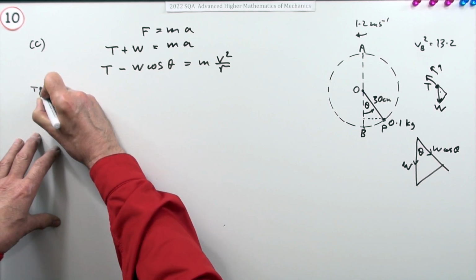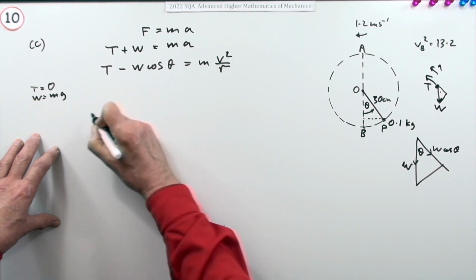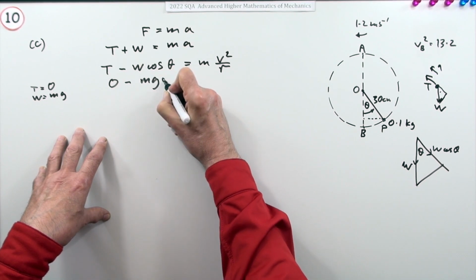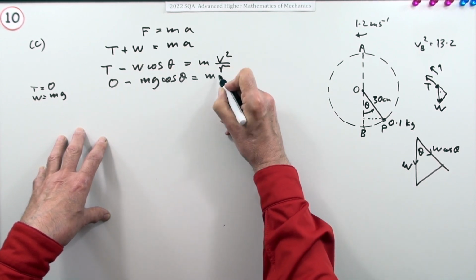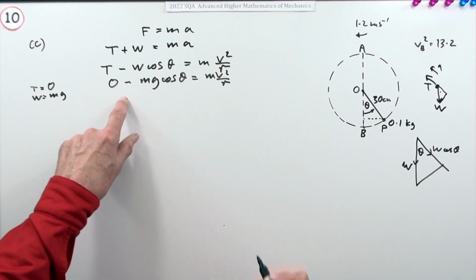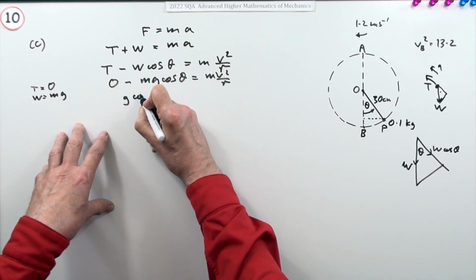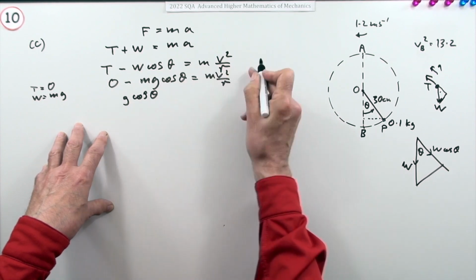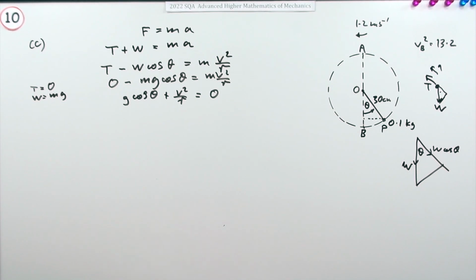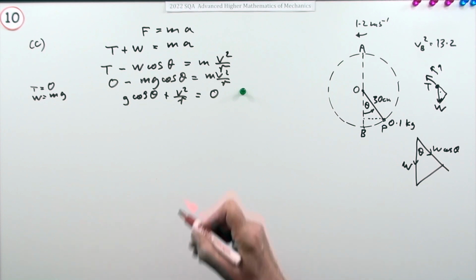Right, so what have we got? What do we know? We know the tension has to be 0, and you also know that the weight is mg. So what I've got is 0 minus mg cos theta equals mv squared upon r. Now you can knock out the m's, and to avoid that negative, I suppose you could put it all into one side. I could put that over there. So we've got g cos theta, bring it over, plus v squared upon r should equal 0. So that's the first mark. Leave the m in if you like.